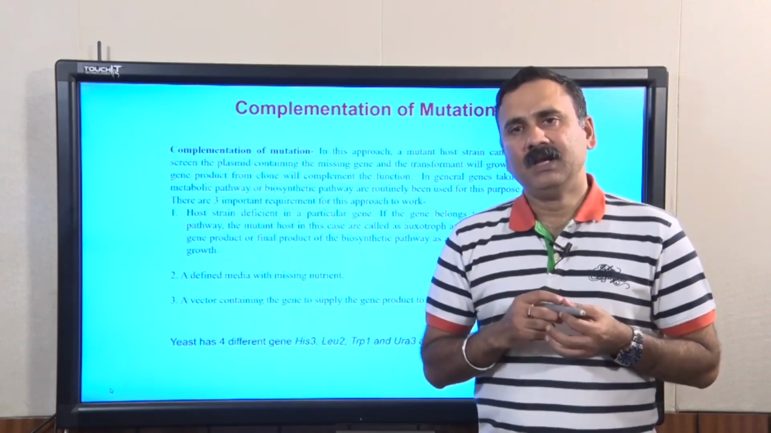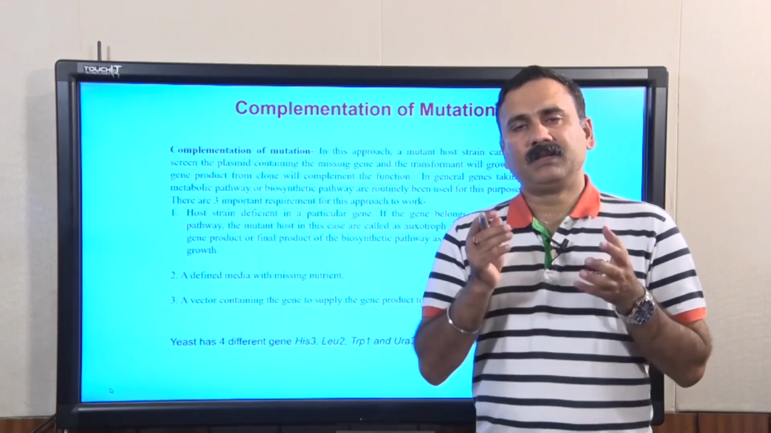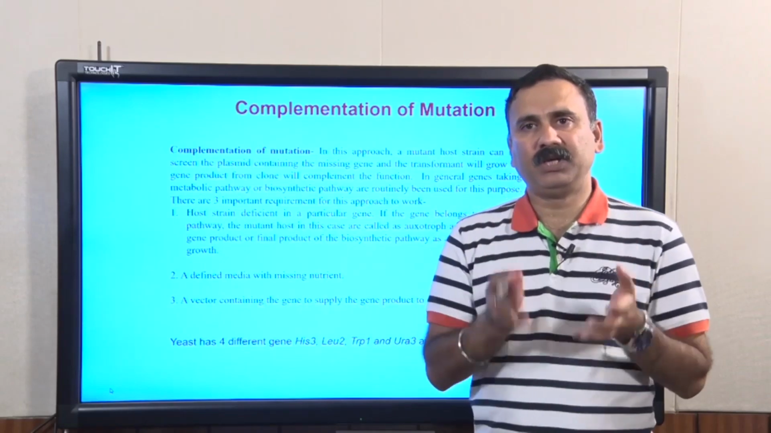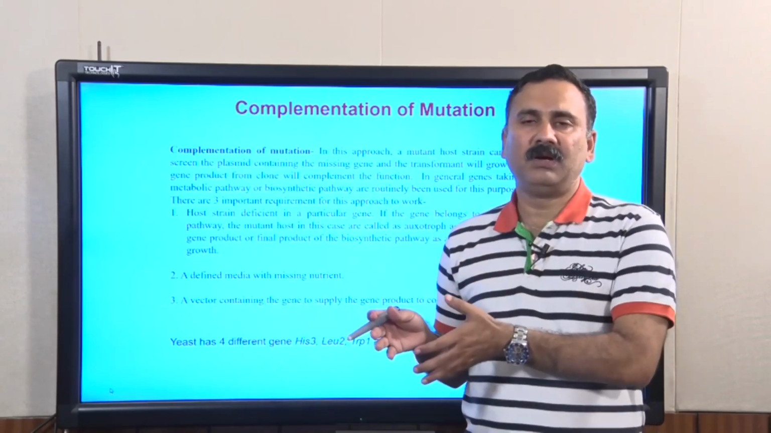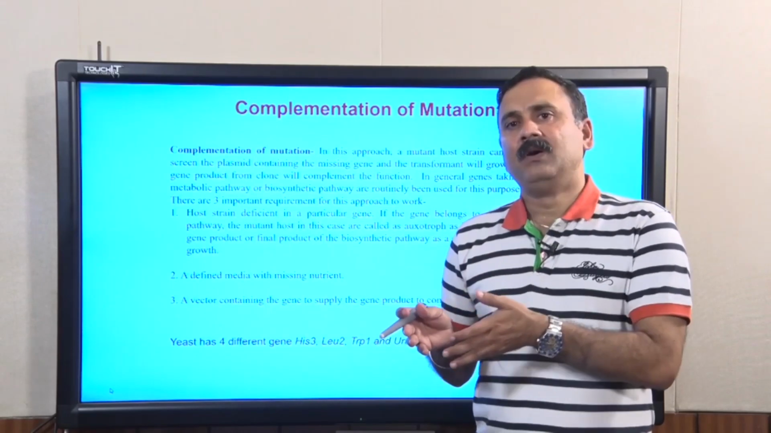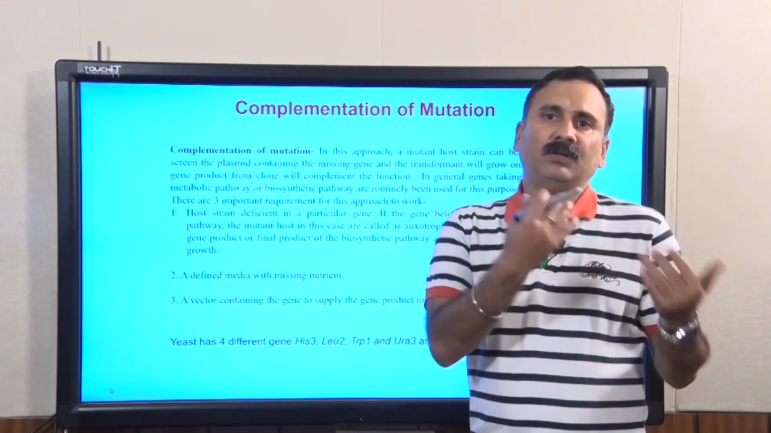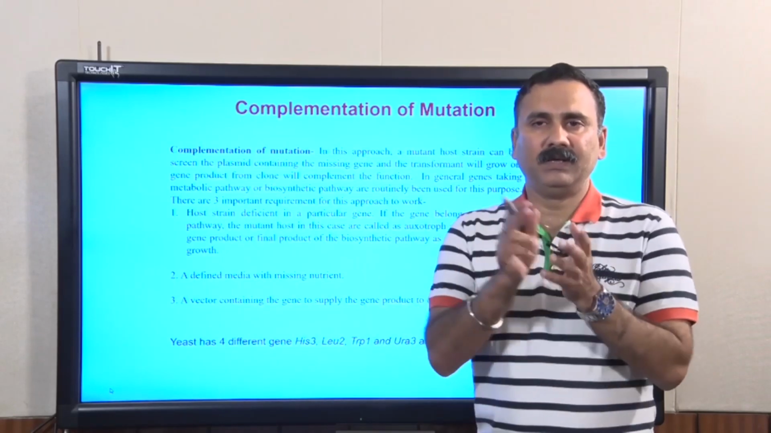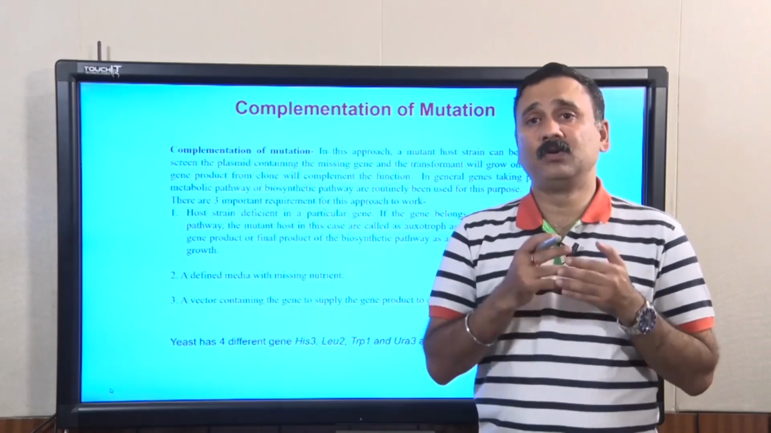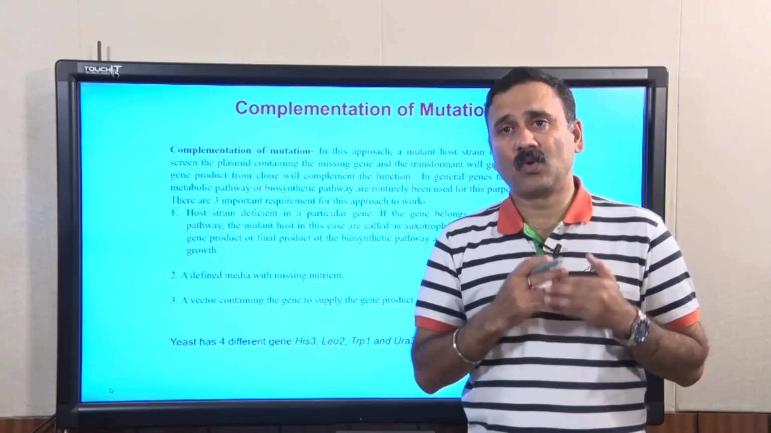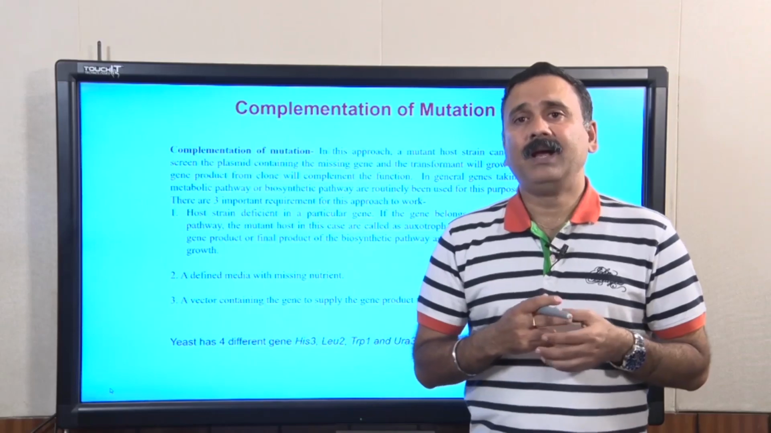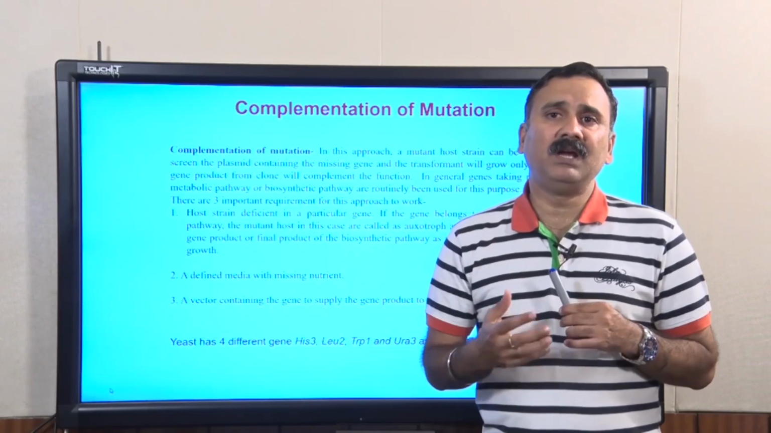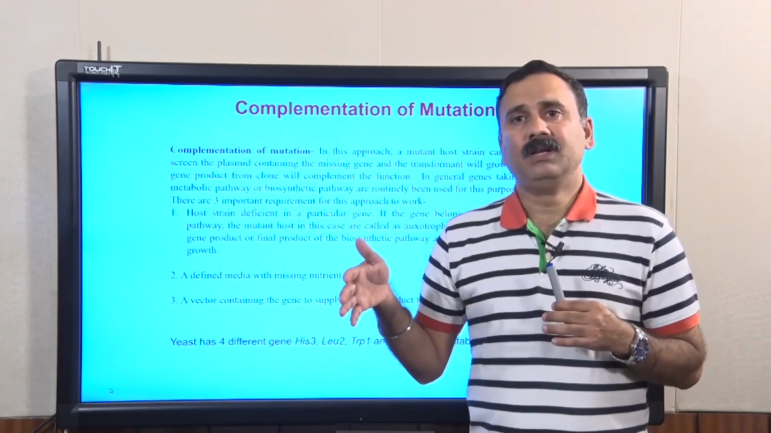And as we discussed, in this approach there are three requirements. One, the host should have a mutation in one of the crucial genes or the pathway, so that it should be dependent on this particular factor being provided from the exogenously provided vector. Then you should have a suitable vector so that it is able to provide that particular factor. And the third is that you should have a defined media which should not have this particular nutrient.